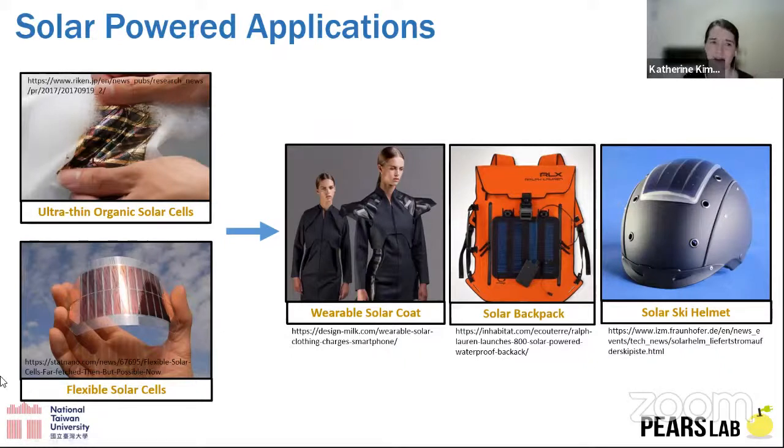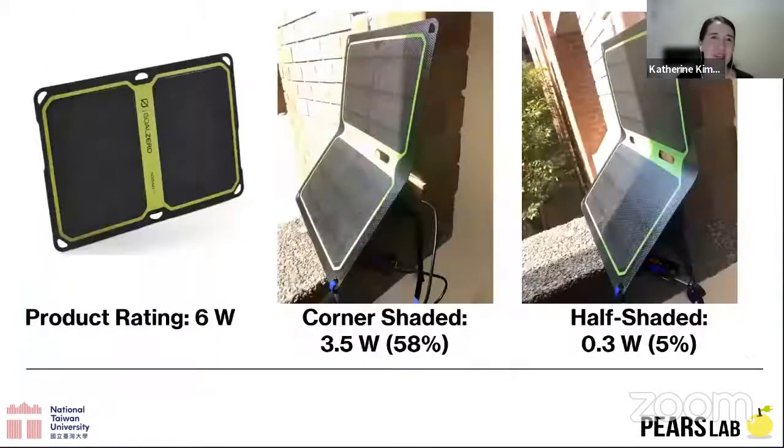Those types of technologies can enable wearable applications like a solar coat, solar backpacks, which I have seen, maybe a solar ski helmet, or it could be for outdoor activity. You want to do GPS tracking, you want to do heart monitoring. These could be directly powered just by going out, just from the sunlight. So, back to this problem.